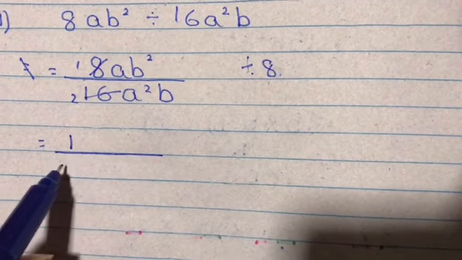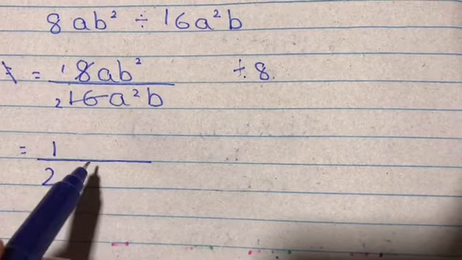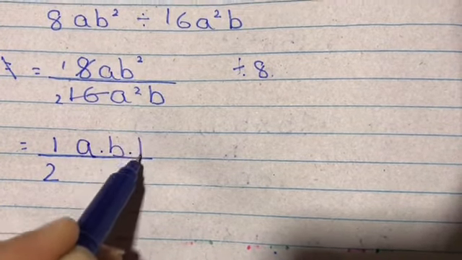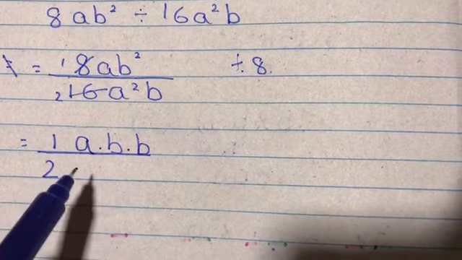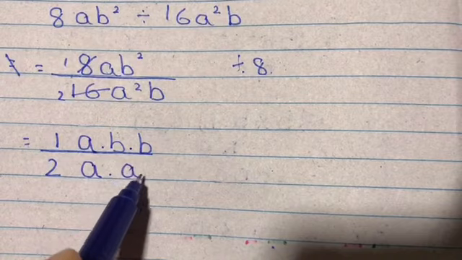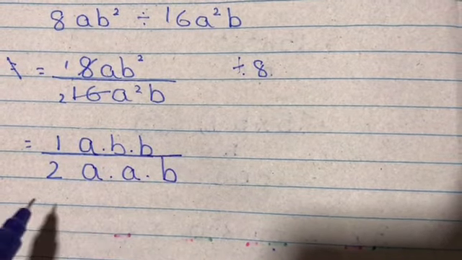Why do I have such a big line? Because I know now I have to split up the letters. So a dot b dot b. I'm just splitting it up. How many a's at the bottom? a dot a dot b, right? See, my line is a little shorter still.